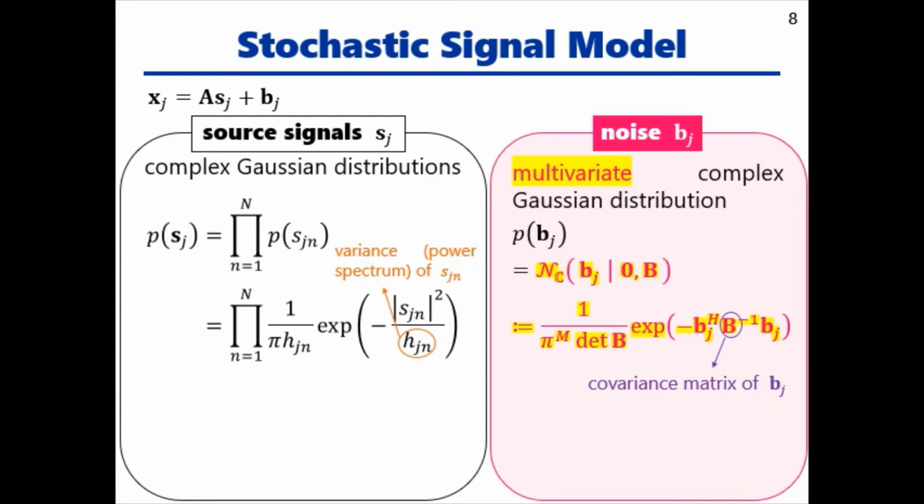Now we describe a stochastic signal model. The source signals are modeled in the same manner as in time-varying Gaussian ICA. That is, the joint distribution of all source signals decomposes into the product of the marginal distributions of the individual source signals, as in this equation. Each marginal distribution is modeled by a complex Gaussian distribution with a time-varying variance h.